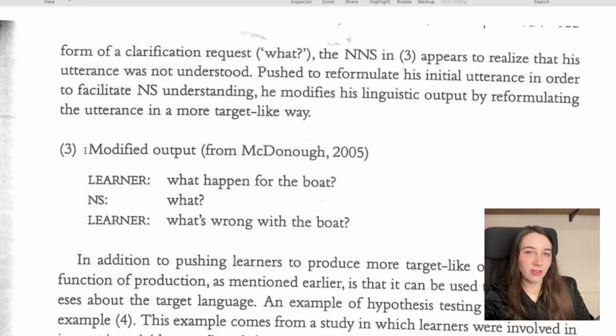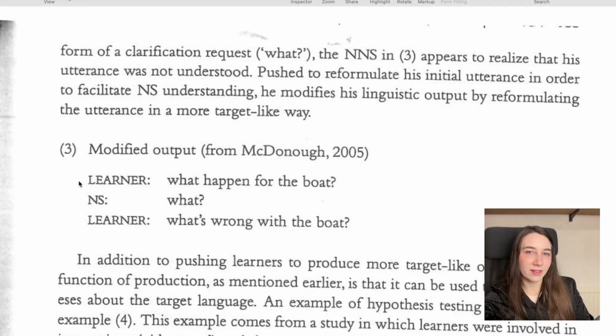And so the idea is that being in that situation where someone doesn't know what you mean and you're forced to rephrase what you're saying, that's thought to be a trigger for language acquisition, because it's forcing you to express yourself maybe more accurately or more precisely, or in a way which is more natural for the language that you're learning. And so we've got this example from McDonough 2005.